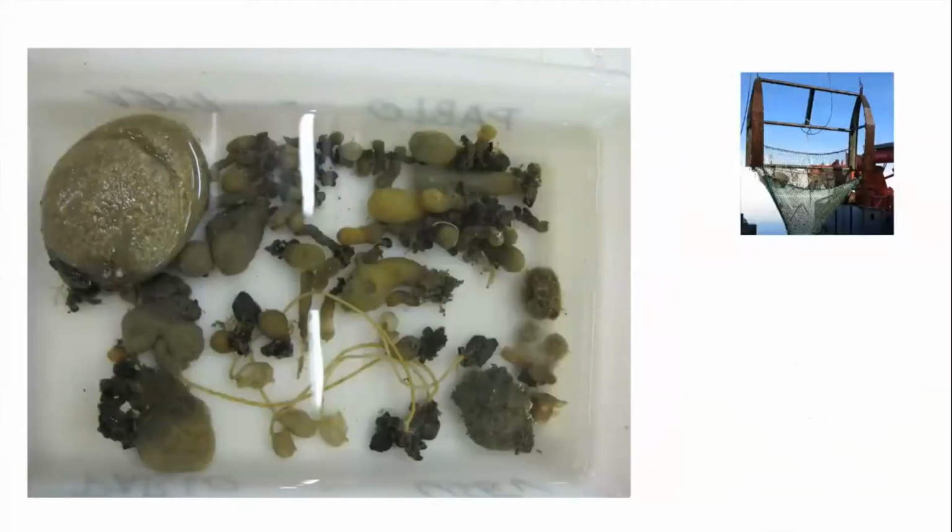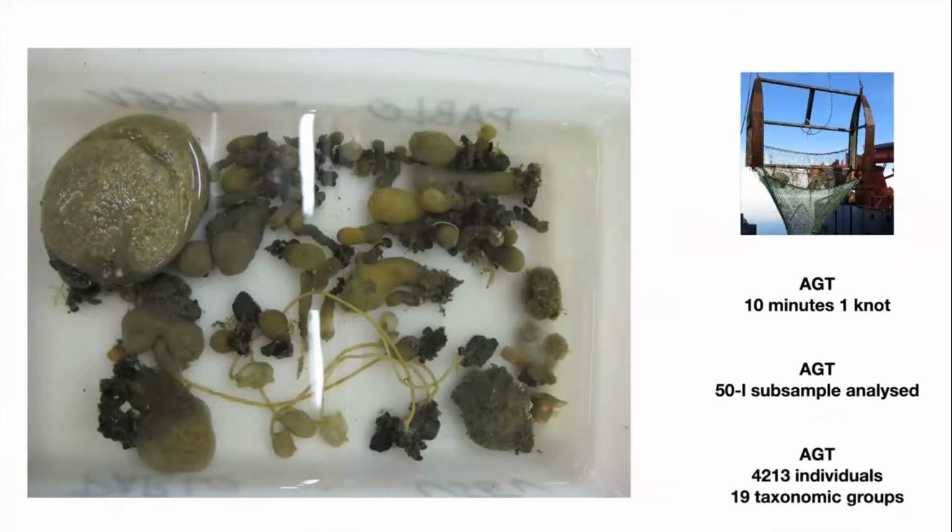Regarding the AGT data, the sampling method was used with a speed of 1 knot for 10 minutes on the bottom, and for each sample we extracted a subsample of 50 liters, and only this subsample was analyzed. We were able to count more than 4,000 individuals, also coming from 19 taxonomic groups.